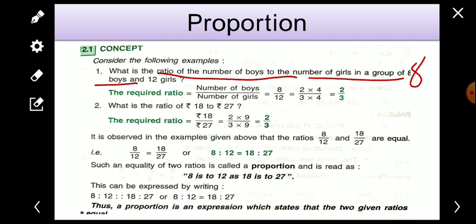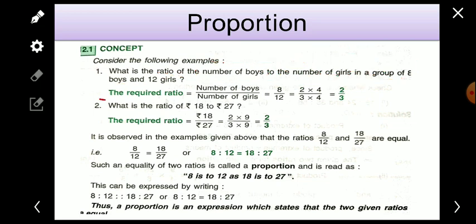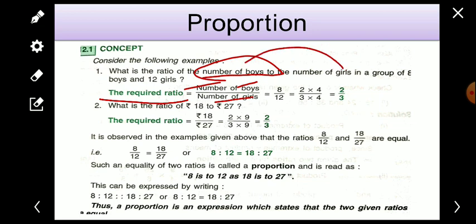So here in the first example, it is saying to find the ratio of number of boys to the number of girls. We know that at first we will write the number of boys and then the denominator will be the number of girls. So the required ratio will be number of boys by number of girls. Here the numerator has been written as number of boys, because we have to find the ratio of number of boys to the number of girls.